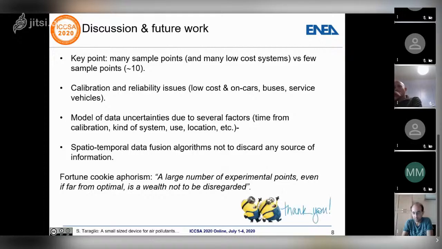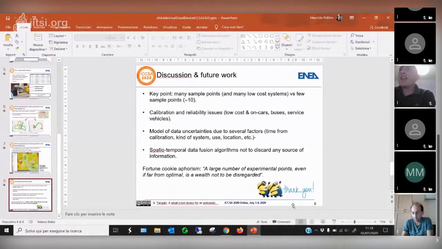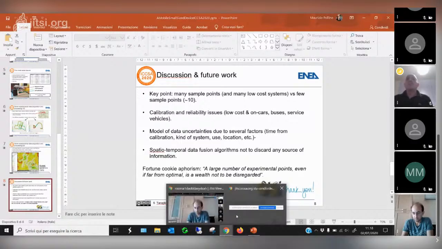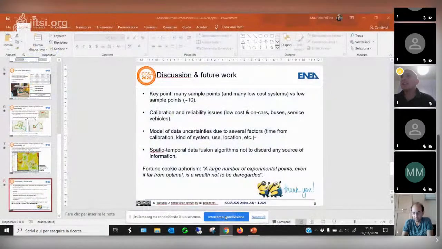I am at the last slide. I am pleased to close with a message from Sergio, who wrote a sort of a fortune cookie aphorism: a large number of experimental points, even if far from optimal, is a wealth not to be disregarded. So thank you for your attention, and this is all. Thank you.